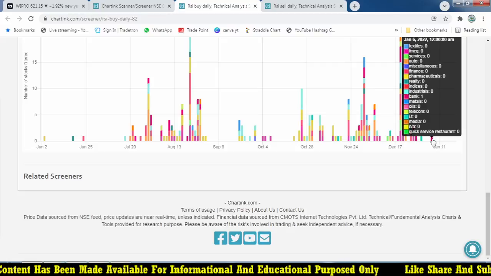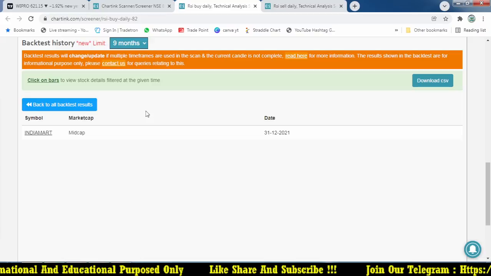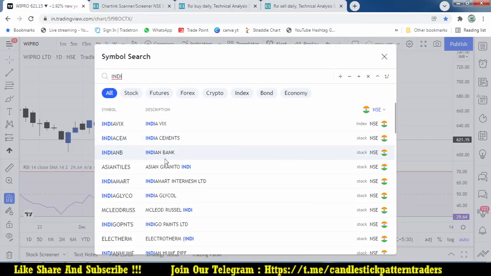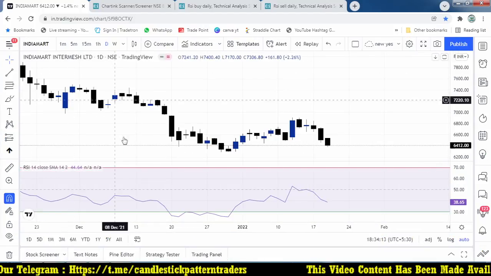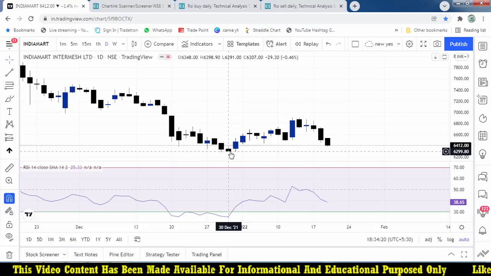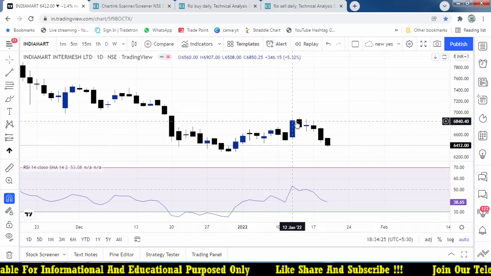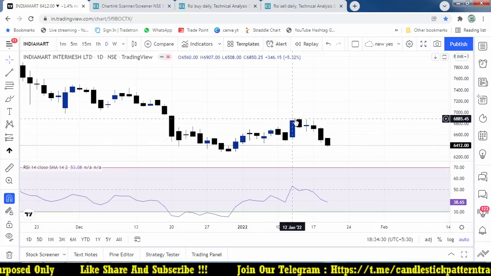What are the stocks which are giving you a buy opportunity recently? This is happening on 6th of Jan, and this is 31st December. Let's see India Mart on 31st December. I think this time we are sending an alert, right? India Mart. Entry is 6476. The stop loss is 6291. So almost 200-300 points is the risk, but with that kind of risk you generated from 6400 it went up to 6900, 500 points.